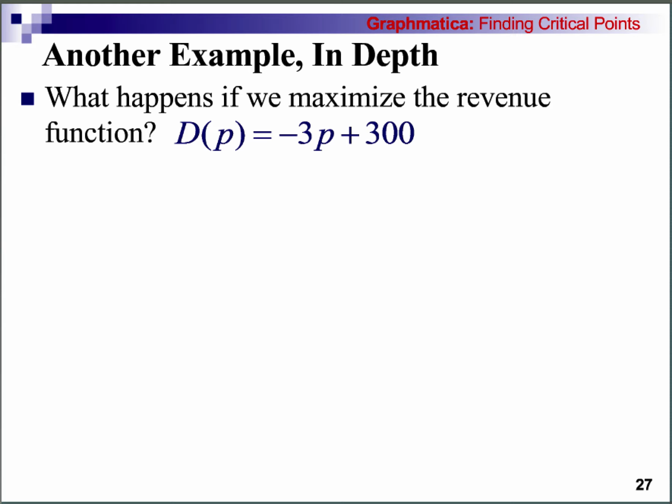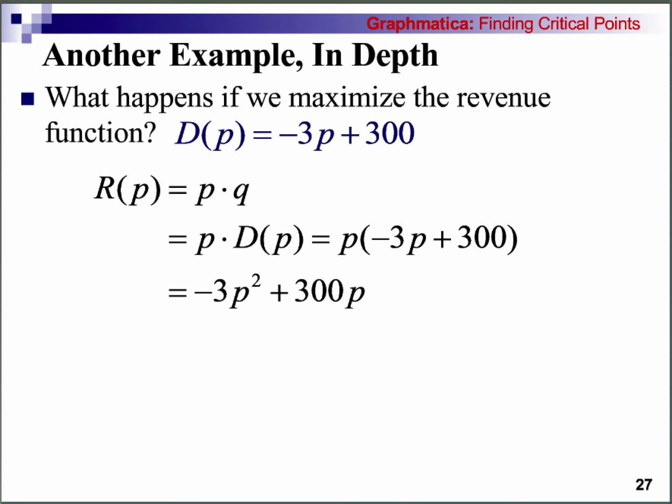So remember that we have d of p is equal to negative 3p plus 300. Keep in mind, the left side of that equation, d of p, is really q, quantity. So it's quantity equals negative 3p plus 300, because that's the demand function. And the demand function always relates quantity and price.